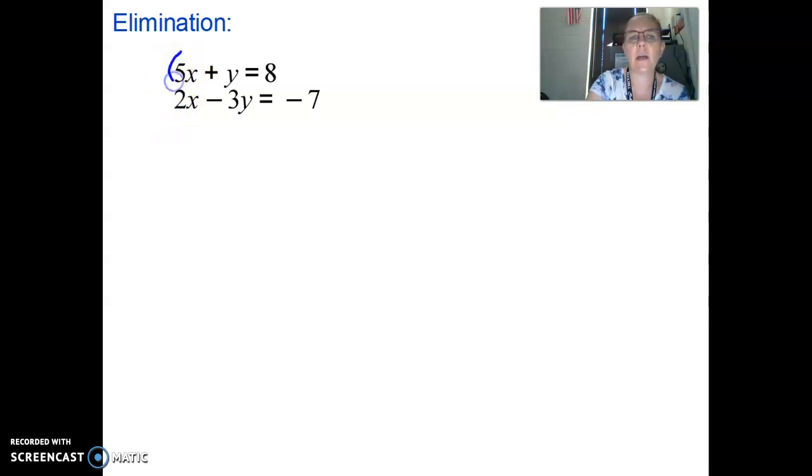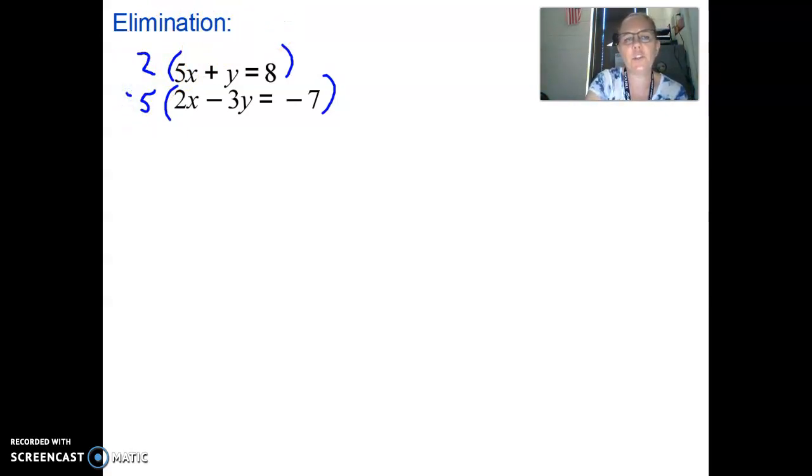So if I multiply the top equation by 2, and I multiply the bottom equation by 5, 2 times 5 is going to give me 10. 5 times 2 is going to give me 10. But 10 and 10 don't cancel out. In order for it to cancel, in order for them to eliminate, the signs have to be opposite. So I can either make the 2 negative or I can make the 5 negative. It doesn't matter. I'll just choose the 5.